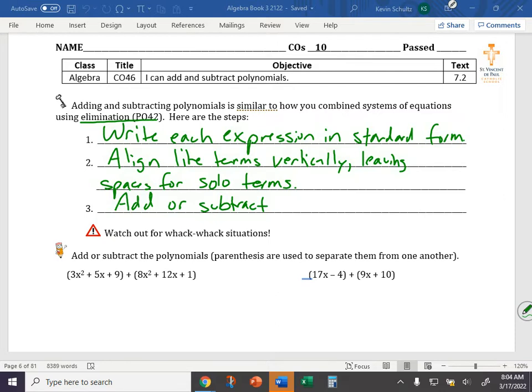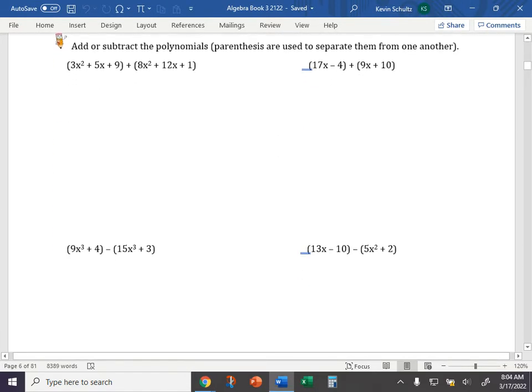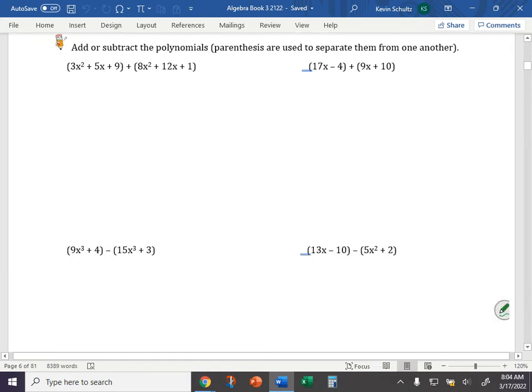Okay. All right. Let's do something. First one here, 3x squared plus 5x plus 9 plus 8x squared plus 12x plus 1. Those parentheses aren't really necessary, but they're there to kind of define each expression. Our first expression is 3x squared plus 5x plus 9. Our second one is 8x squared plus 12x plus 1.